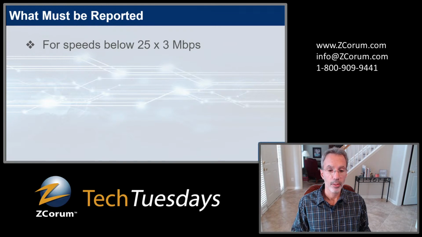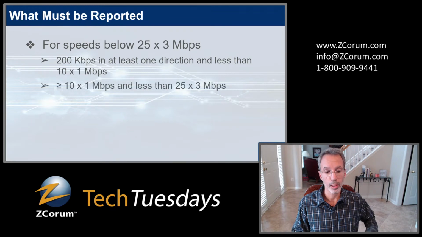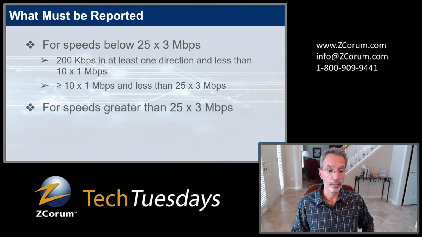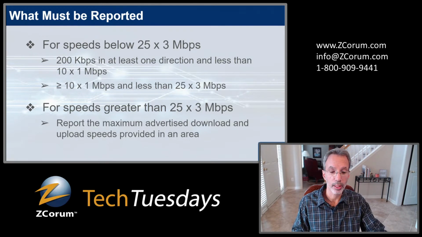So anything less than 25 by 3, there are two categories that you need to report. One is if it's 200 kilobits per second in at least one direction and less than 10 by 1. So that's not very fast, but you need to report in that category if that's what you're providing. Or if you're greater than or equal to 10 by 1 and less than 25 by 3, that's another category that you would report in. And then if you are meeting the 25 by 3, I'm assuming that's greater than or equal to 25 by 3 megabits per second, then you're going to report the maximum advertised download and upload speeds in an area.